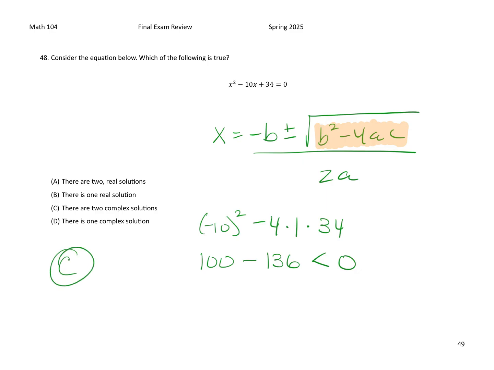Okay. You will never have one complex solution because you're always going to have a plus and a minus. Okay. And if this number is negative, then there's two. There's a plus and a minus. The only time you have one solution is if what's under the radical is 0.